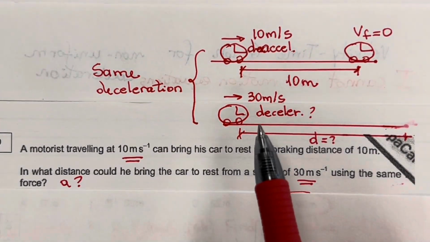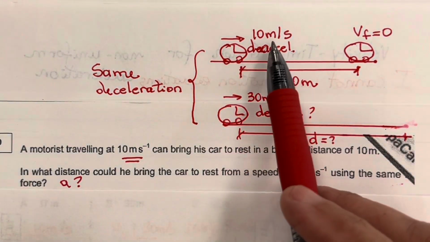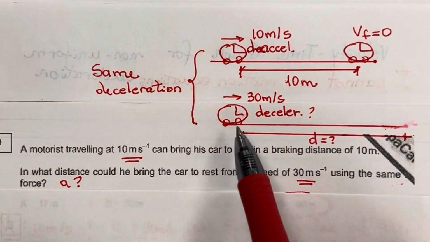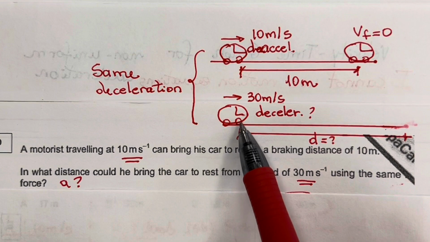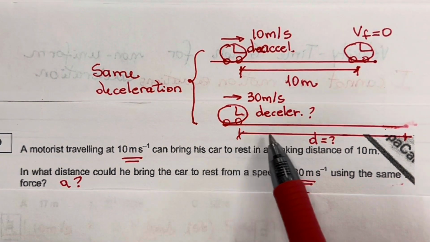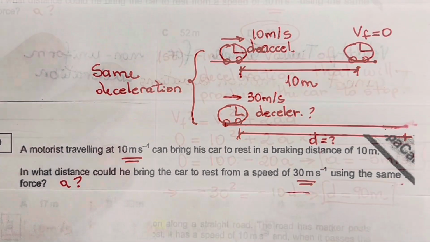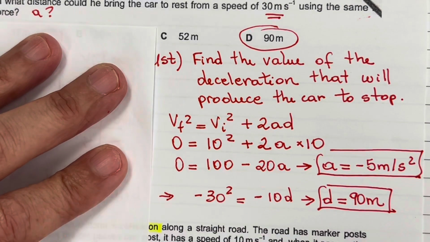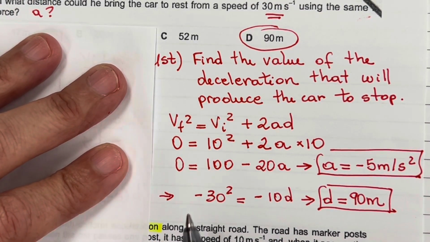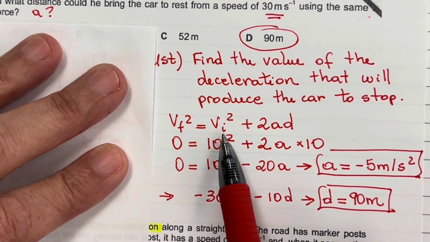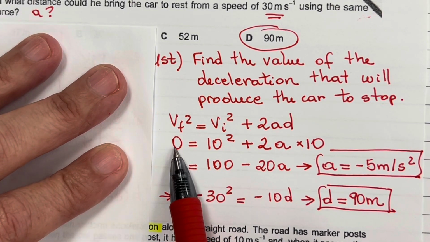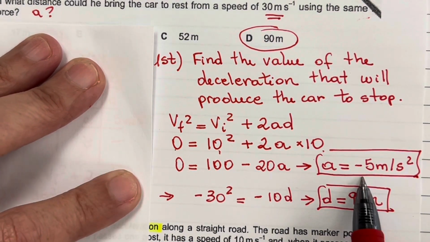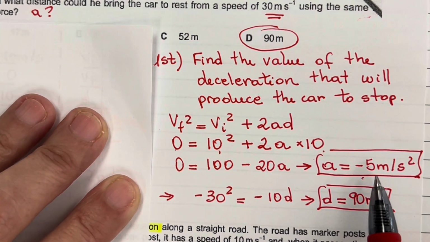So this diagram represents the story. A car is traveling at 10 meters per second, decelerates, and comes to a stop after 10 meters. Now the car is at 30 meters per second with the same deceleration. It is going to stop at what distance? First job: find the value of the deceleration that makes the car stop. Because time was not provided, we use the third equation: Vf squared is equal to Vi squared plus 2AD. The final velocity is 0, the initial is 10, the distance is 10. This way we can calculate the acceleration. Actually, this is the value of the deceleration.